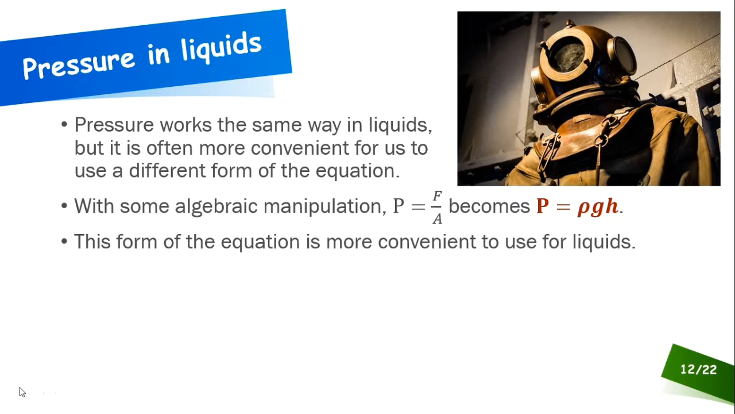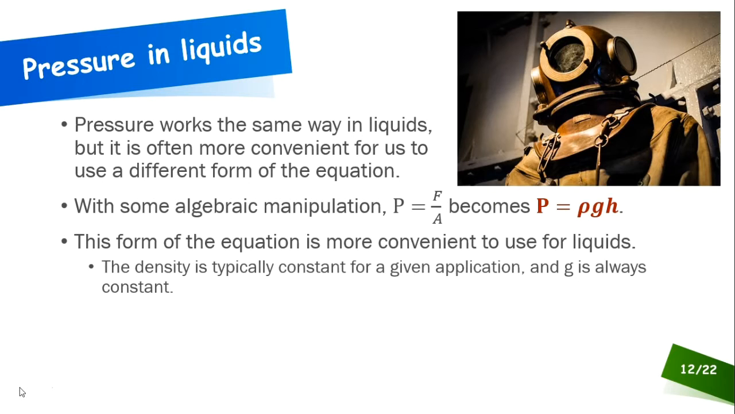This form of the equation is more convenient to use for liquids. And there's reasons for that. Density is typically a constant for a given application. And the acceleration due to gravity is a constant. That number doesn't change. And so that means all we really need to know in order to get the pressure is the depth. How far below the surface of the liquid are we?